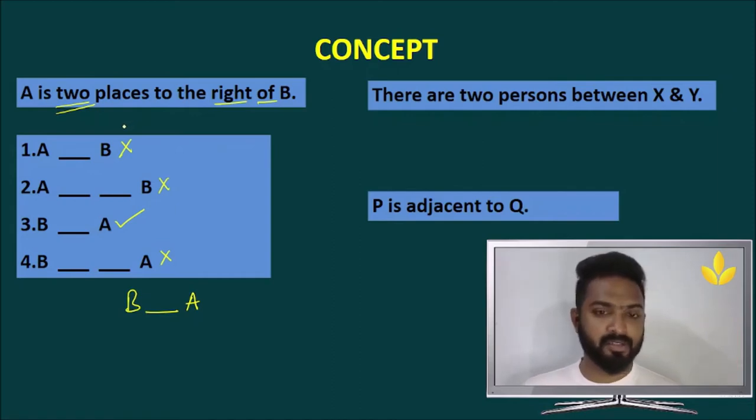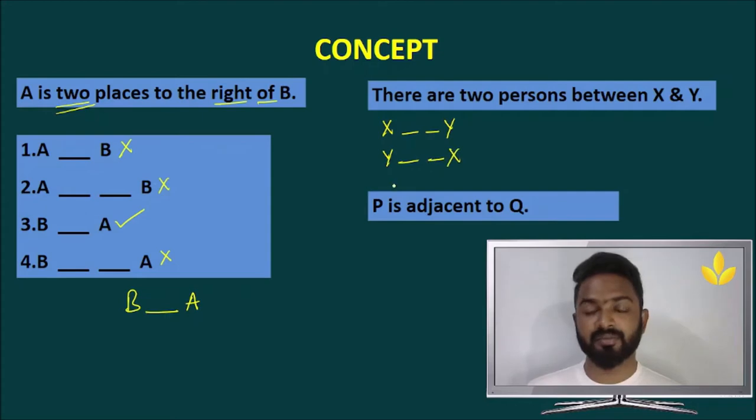There is no difference. The difference occurs when the statement says that there are two persons between X and Y. Here, two places to the right. Here, two persons between X and Y. So how would you write that? Obviously, most of the people say X dash dash Y. But a lot of people forget that another possibility of this statement is Y dash dash X, because they have not mentioned who is to the left and who is to the right. So it could be X dash dash Y or Y dash dash X. Both of them are possible. Moral of the story, you should not be lazy when it comes to thinking of the possibilities.